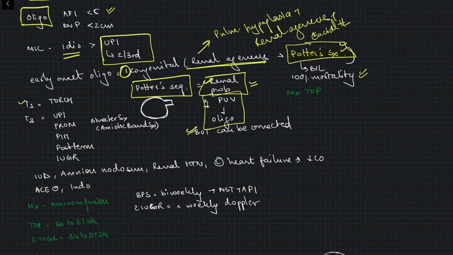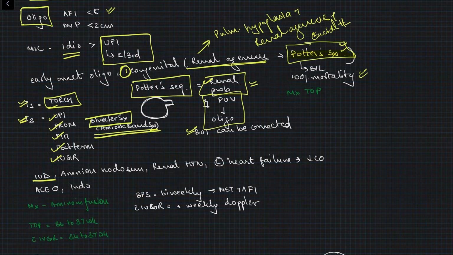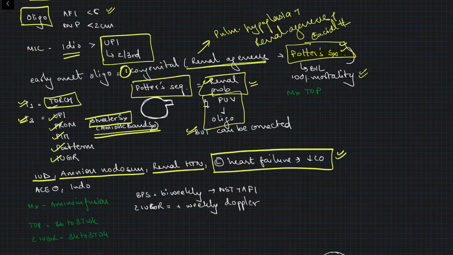Okay. In first trimester, the cause of oligohydramnios is TORCH. Remember that all the fetal infections, all the maternal infections can lead to oligohydramnios except parvovirus B19. We'll read about it. Then in third trimester, the causes are uteroplacental insufficiency, premature rupture of membrane, hypertension in pregnancy, post-term pregnancy, IUGR, then Streeter syndrome, which is the amniotic band syndrome. Right. Other causes can be IUD, amnion nodosum, renal hypertension, left heart failure that leads to reduction in cardiac output.